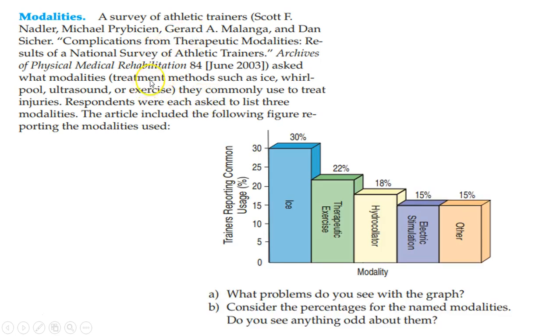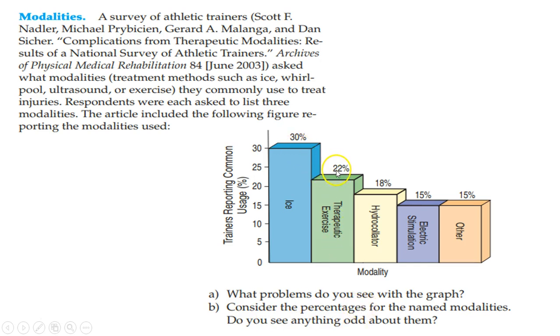A survey of athletic trainers, right? And here's where it's coming from. They asked what modalities, which are basically treatment methods, such as ice, using a whirlpool, things like that, ultrasounds, they commonly use to treat injuries. Respondents were each asked to list 3 of them, and the article included the following figures. So here are the percents of each one, right? It says, what problems do you see with the graph, and consider the percentages for the named modalities. Do you see anything odd about them?